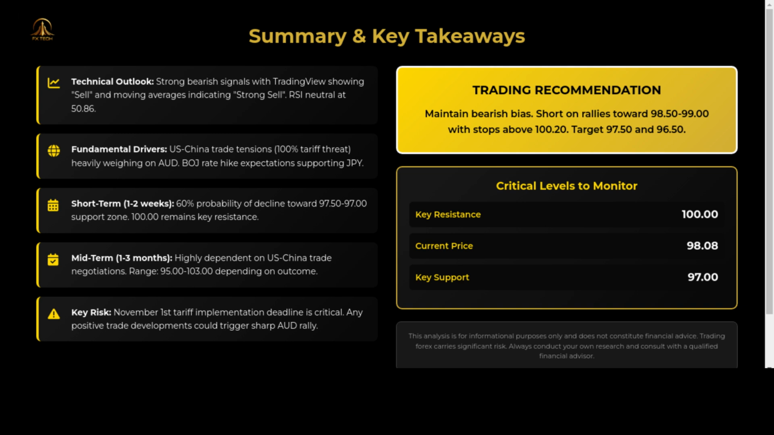Mid-term outlook is highly dependent on US-China trade negotiations, with a potential range of 95.00 to 103.00 depending on outcomes. The key risk is the November 1st tariff implementation deadline. Our trading recommendation: maintain a bearish bias, short on rallies toward 98.50 to 99.00 with stops above 100.20, targeting 97.50 and 96.50.